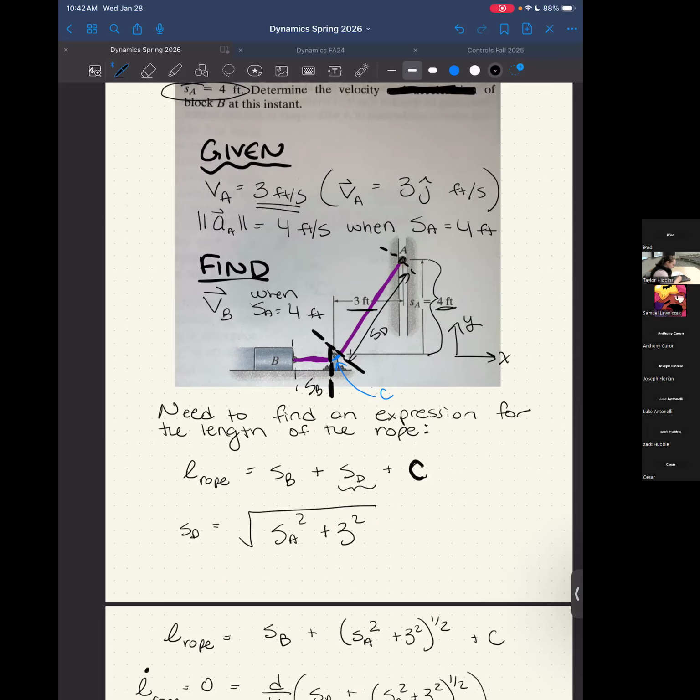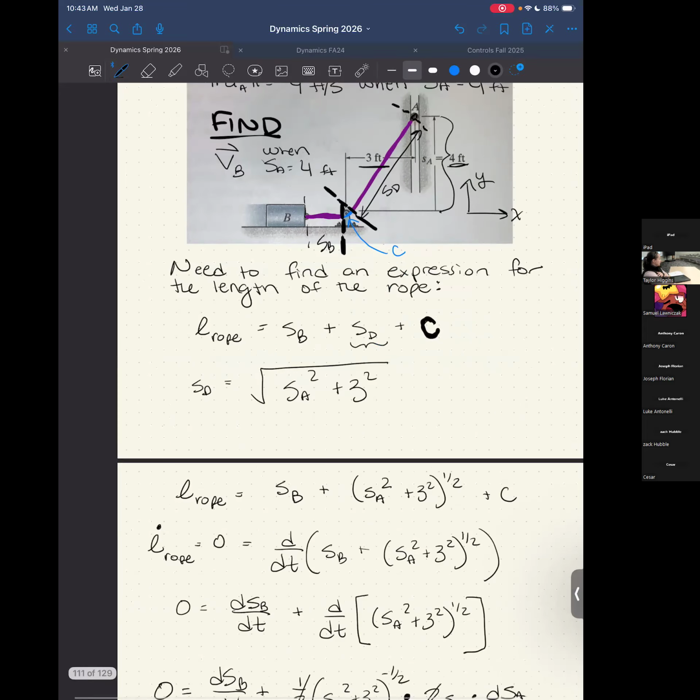So this C is just the constant amount of rope that no matter what happens to SB, no matter what happens to SD, which are growing and shrinking over time, there's a small amount of rope on that pulley that never changes. That'll be true for any pulley that you have. So I just say that this is some constant distance of rope, and when I take the derivative of it, it goes to 0 because it's constant. It's never changing in length. Does that make sense? Okay, very good.